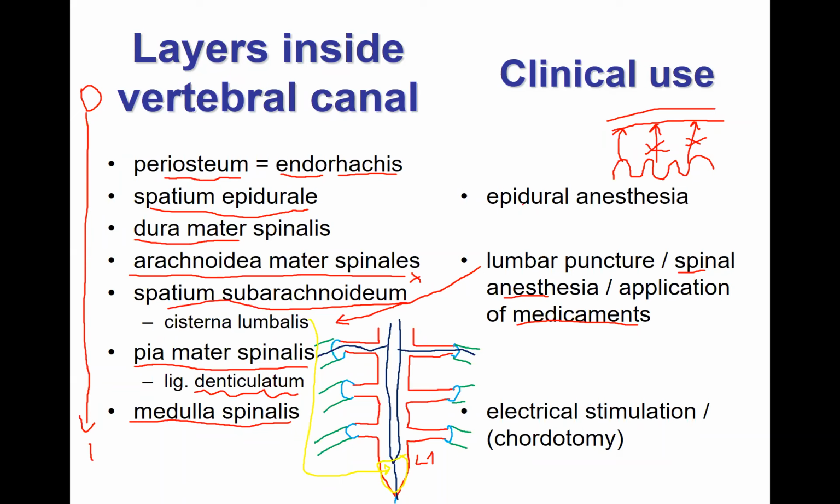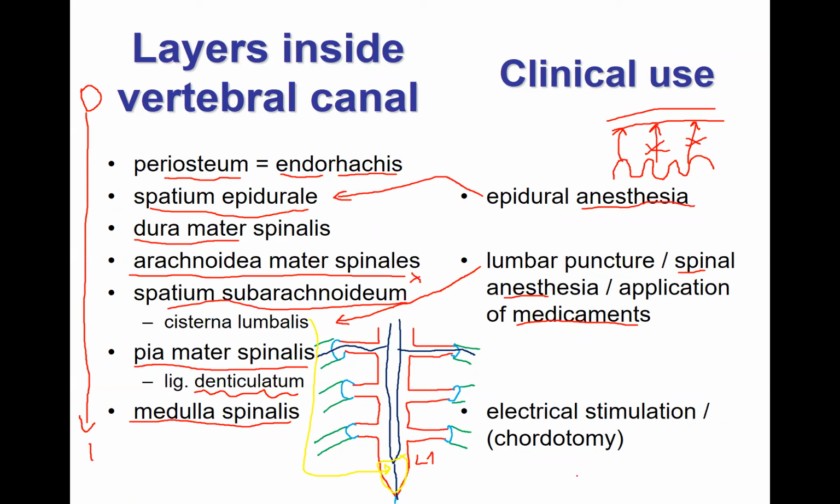Then we can have anesthesia during operation, which is not applied inside this space, because the cerebrospinal fluid takes it farther, so it's more extensive. If you would like to have it locally, you just put it into the epidural space. In the epidural space we find the roots of the spinal nerve. So the epidural anesthesia is used if you would like to block the area of this level.